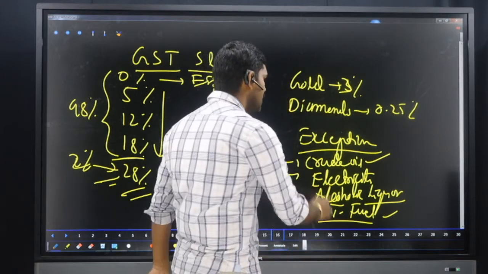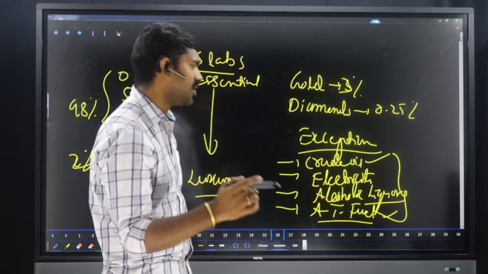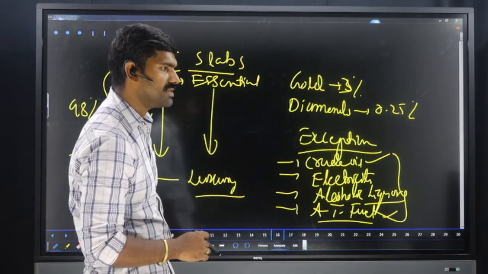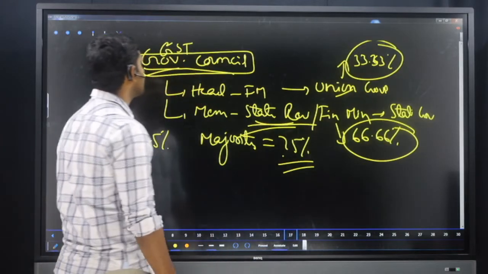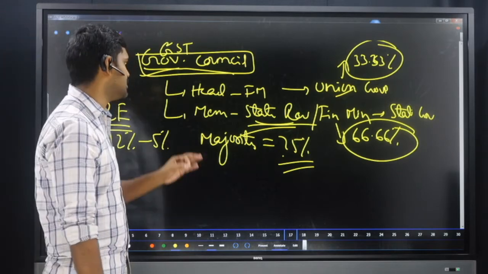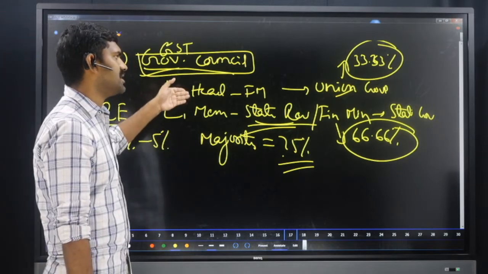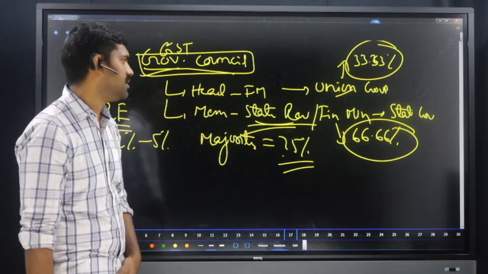There are some things which are not part of GST; they have separate taxation. They are crude oil, electricity, alcohol, liquor, aviation turbine fuel and so on. Then we went on to discuss the GST Council. All the decisions pertaining to GST are taken by the GST Council. It is headed by the Union Finance Minister, and all the state finance ministers are the members.